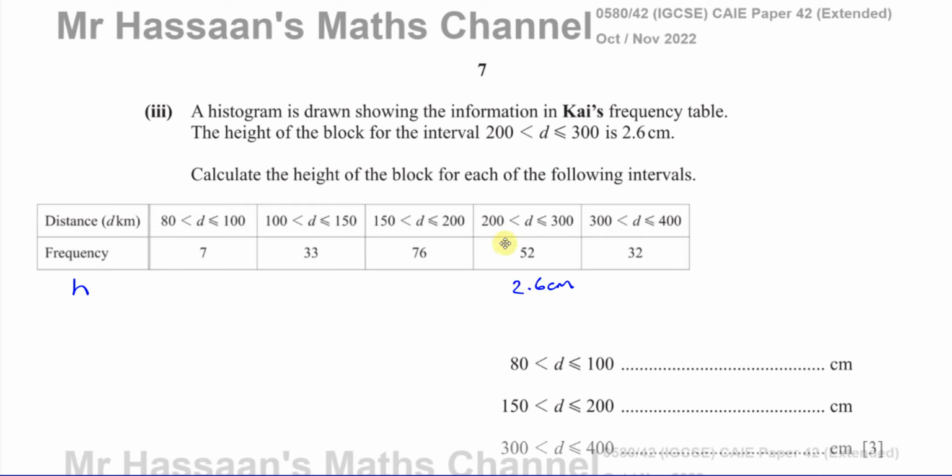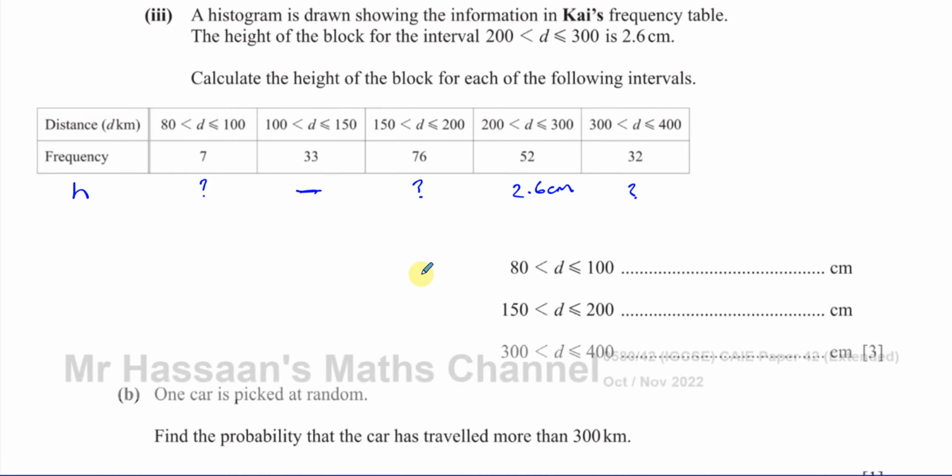So I'm going to write this up here, actually, it's better. We want to find the height of the block for each of the following intervals: 80 to 100, we want to find this; 150 to 200, so we need to find what's over here; and 300 to 400. They don't want us to find that one. They want to find these three.